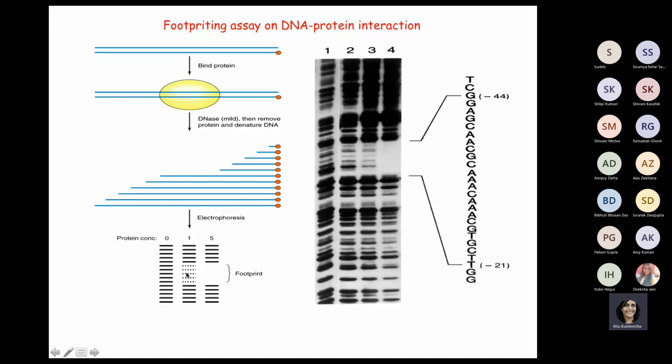So here also what you do is that you increase the protein concentration. So you have 4 different tubes. In one, I do not add the protein and I perform the DNase assay. In the second, I add a little bit of protein. In the third, I add more protein, and in the fourth, I add all the more amount of protein. Then you will see these disappearing bands in between. So these bands will tell you the position of the protein, where it exactly binds in the whole stretch of DNA.